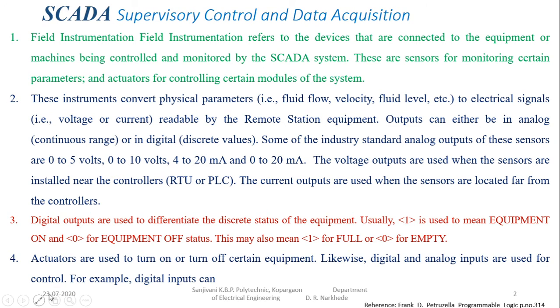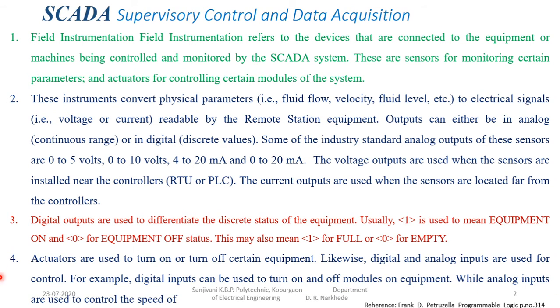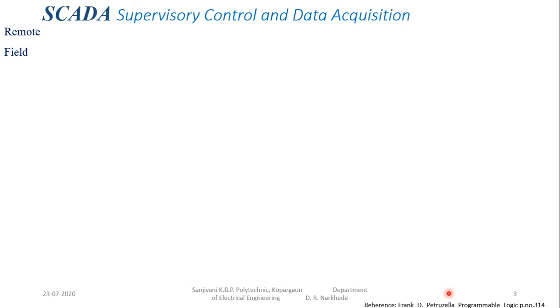Analog inputs are used for control. For example, digital signals can be used to turn equipment on and off, while the analog signals are used to control the speed of a motor or the position of a motorized valve. So when do you select digital and when do you select analog instruments? If you want to just turn the device on and off, then you go for digital. But if you want to gradually turn the device on or off, change the speed and so on, then you have to go for the analog signal.